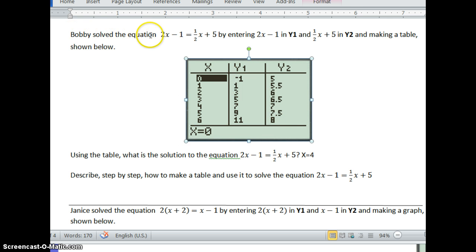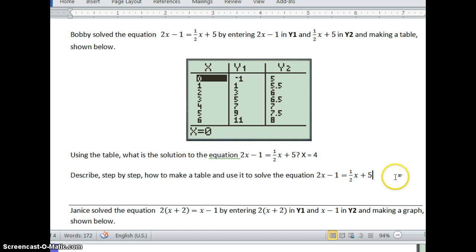It says Bobby solved the equation 2 times x minus 1 equals 1/2 times x plus 5 by entering the left side in for y1 and then the right side in for y2 and making a table shown below. You don't have to make the table yourself. It says using the table, what is the solution to the equation? Well, that happens right here where y1, this column, is equal to y2, this column. I'm trying to make the left side equal to the right side. And that happens when this is equal to that, where 7 is equal to 7. That happens where x is 4. So the solution is x is 4.